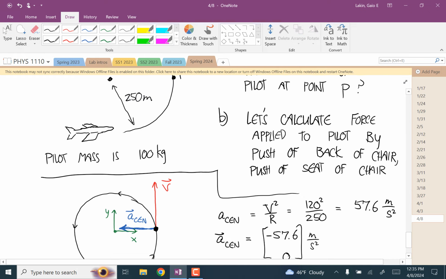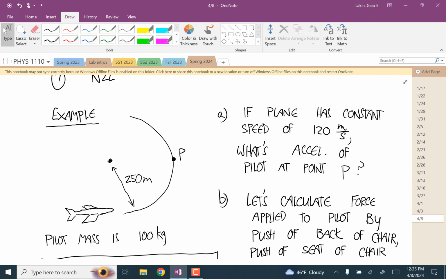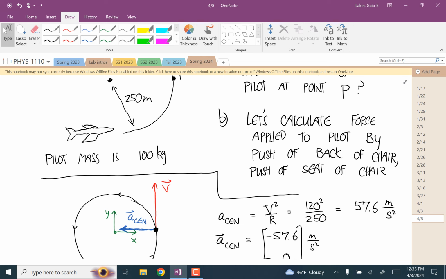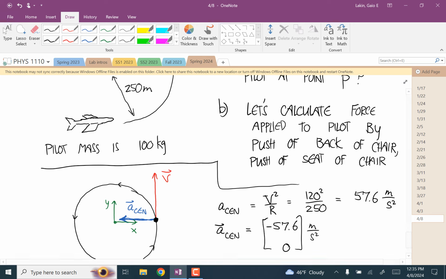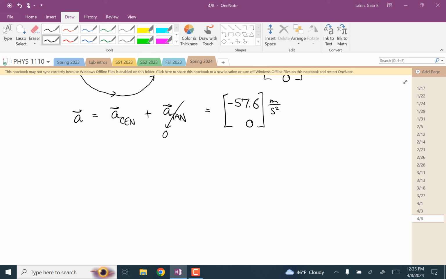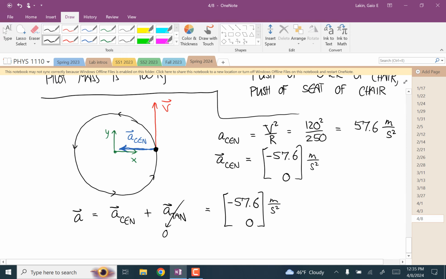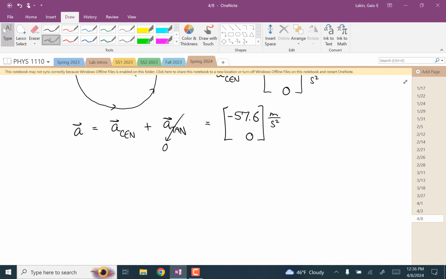So now we figured out the acceleration. That's part A. Now we want to calculate the force that's applied to the pilot by the back of the chair and the seat of the chair. So let's think about at this instant, what direction is the plane moving? The nose of the plane is in the direction of that velocity vector, so it's just going straight up at that point. And so the pilot, if you draw a free body diagram of the pilot, it would look something like this.